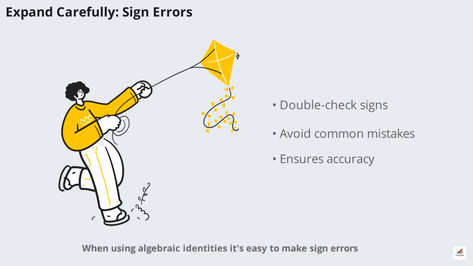When using algebraic identities, it's easy to make sign errors, especially with cubes and differences. Always double-check your signs to avoid mistakes in exams. Careful expansion ensures accuracy and saves time on corrections.